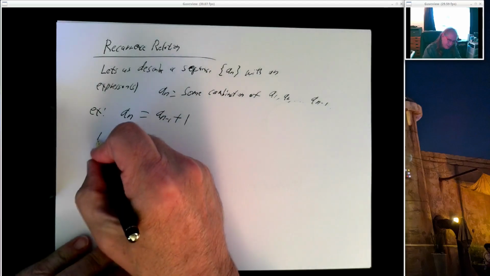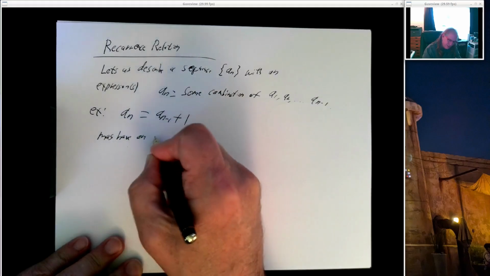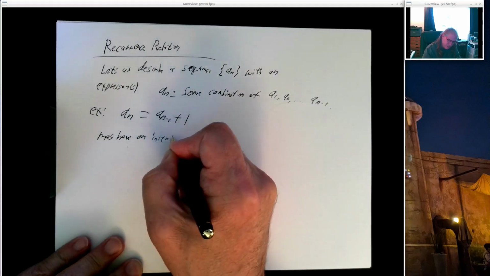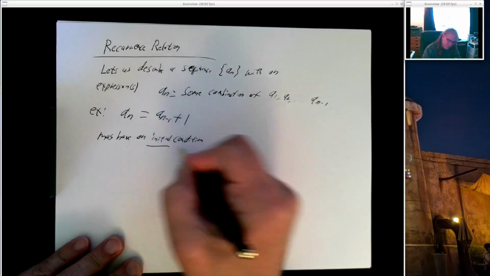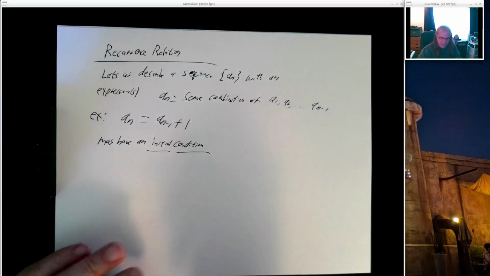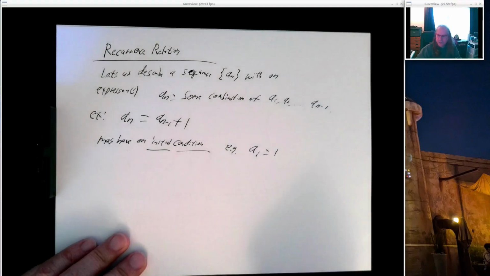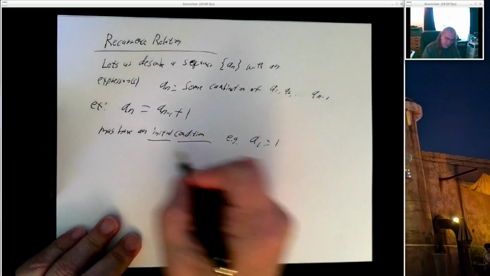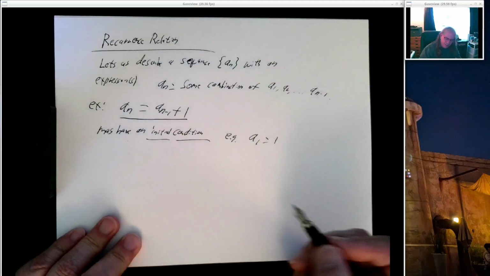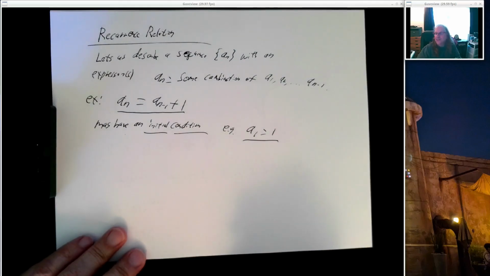Alright, so you may have an initial condition. For example, I might say a1 equals 1. Well, if I know that an is an minus 1 plus 1, and I know that a1 is 1, I know the entire sequence.